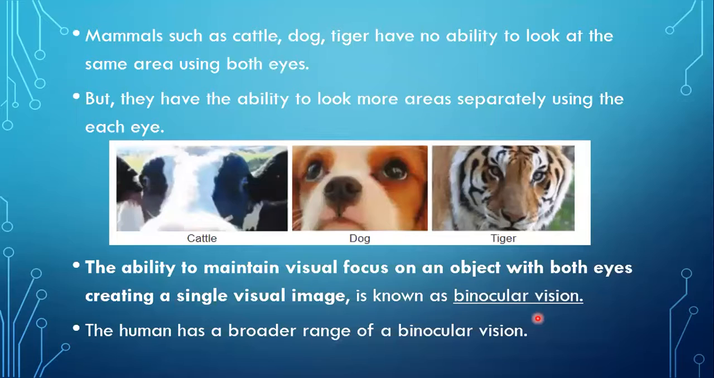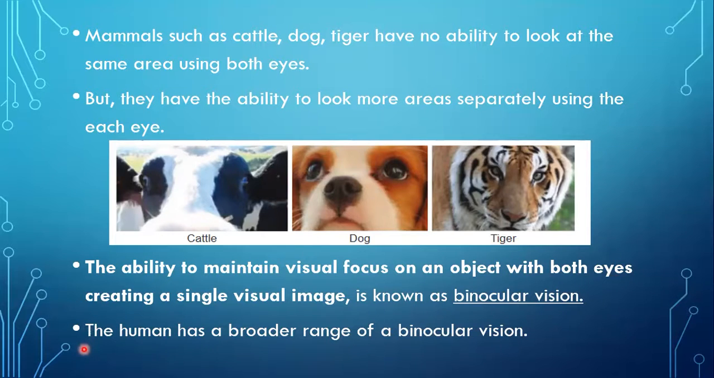Mammals such as cattle, dog, and tiger have no ability to look at the same area using both eyes, but they can look at more areas separately using each eye, because the eyes are not located in front of the skull. So what is binocular vision? The ability to maintain visual focus on an object with both eyes, creating a single visual image, is known as binocular vision.